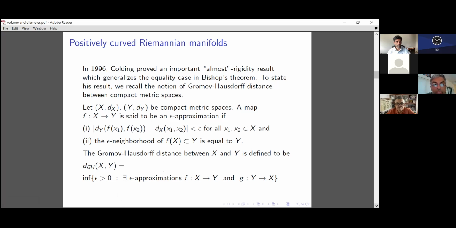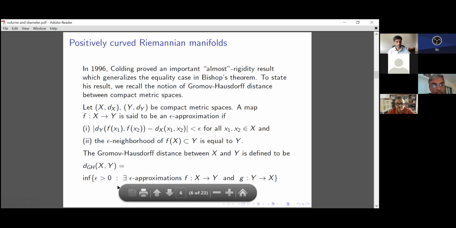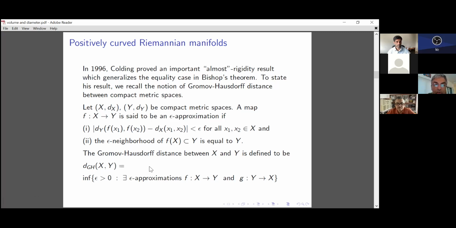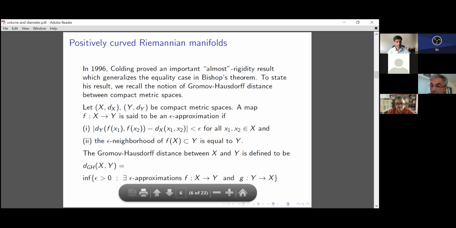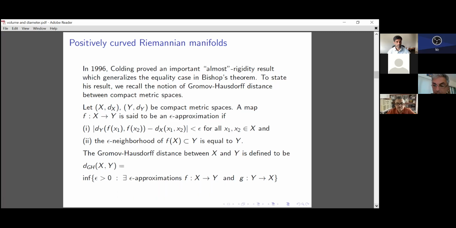As I remarked, this map need not even be continuous. So this notion of closeness in this distance, of course, one has to check that this is a distance, but given that, the notion of closeness is not that refined. But amazingly enough, in the case of positive Ricci curvature, it captures a lot of information, as I'll soon state.